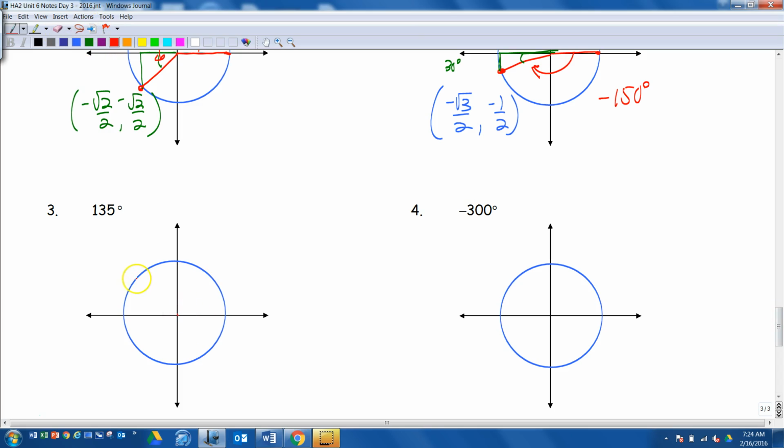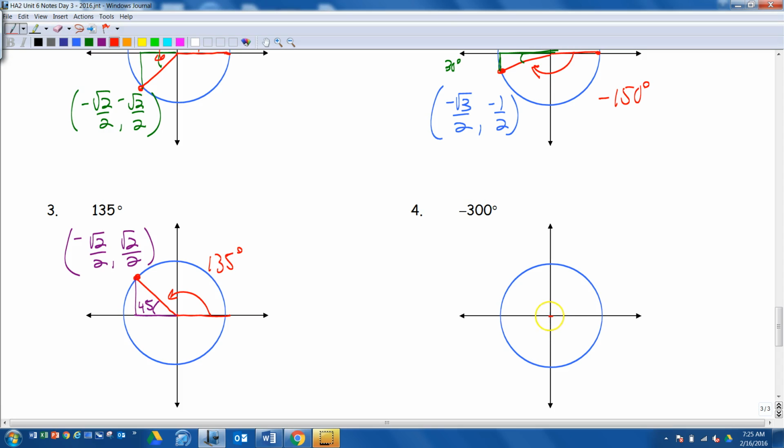135 is about here. Again, that's a 45 degree reference. So this is a 45. If I draw that triangle, 45, 45, it means both of them are the same. So all you have to really remember are these three numbers: root 2 over 2, 1/2, and root 3 over 2. And then again, y is positive, x is negative.